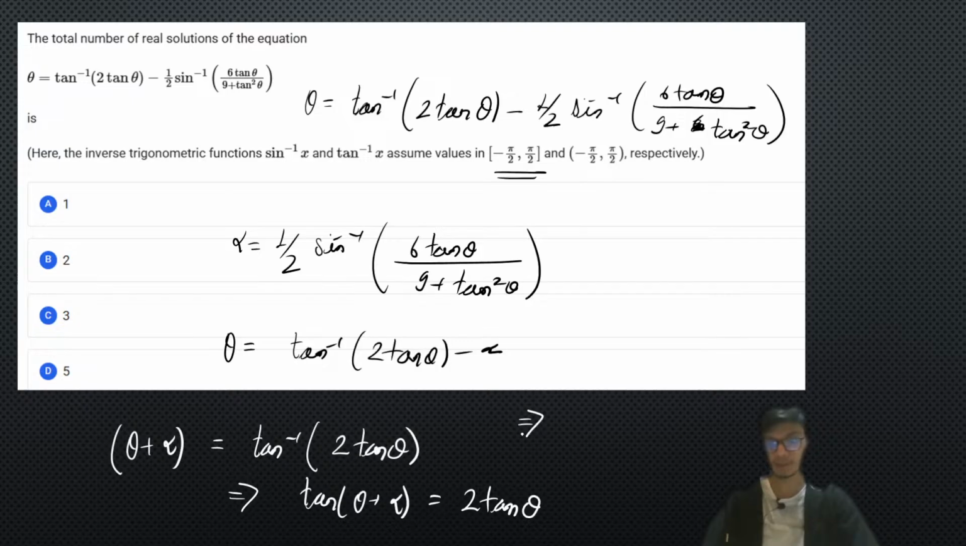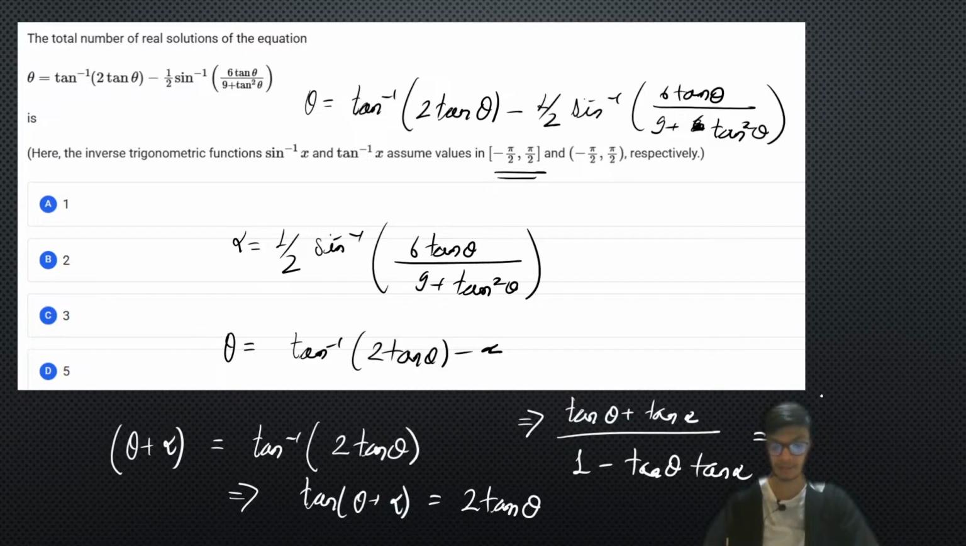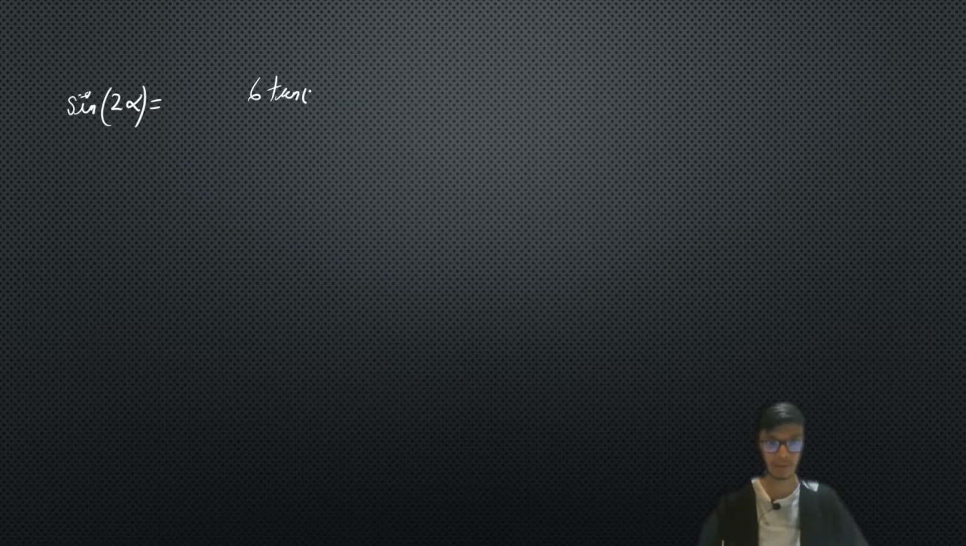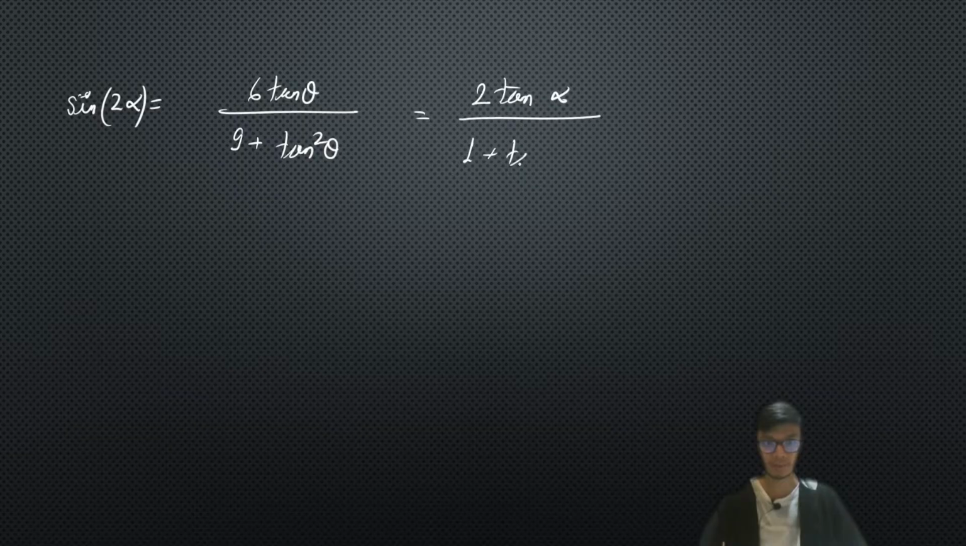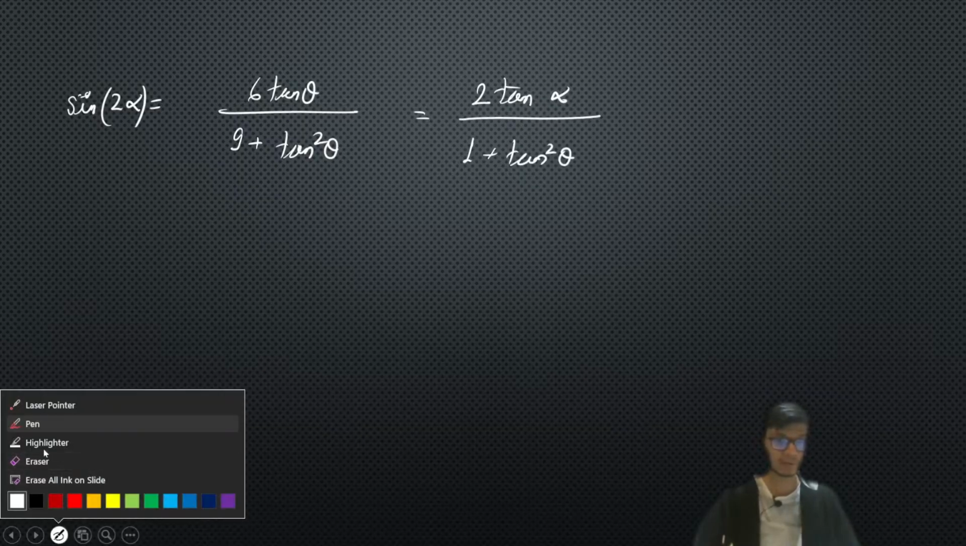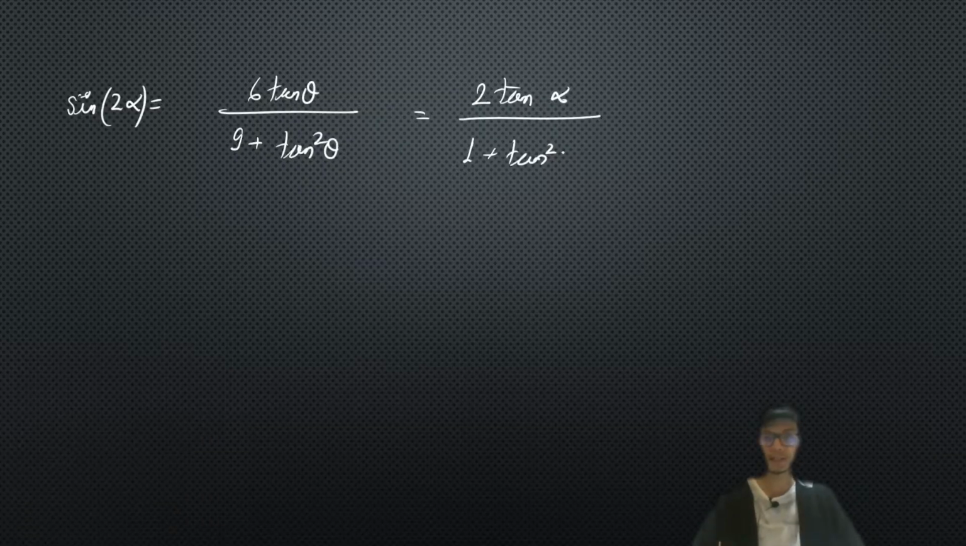And then if I expand this by using the compound angle formula, I can write this as tan theta plus tan alpha divided by 1 minus tan theta tan alpha is equal to 2 times tan theta. Now, since I have assumed alpha is equal to half of this, from here I can write 2 alpha, and if I take the sine of 2 alpha, then sine of 2 alpha is basically equal to 6 times tan theta divided by 9 plus tan square theta, which is equal to 2 times tan alpha divided by 1 plus tan square alpha, right? We already know this by the multiple angle formula, right?